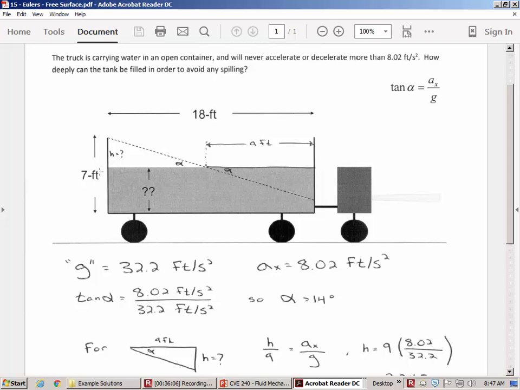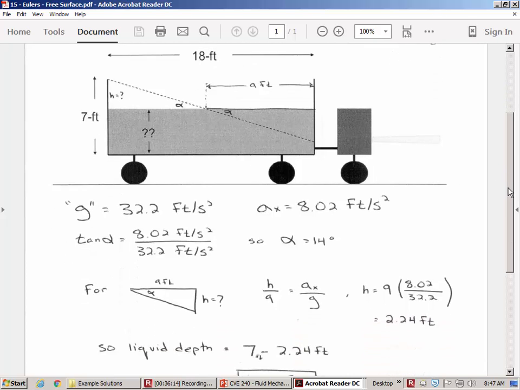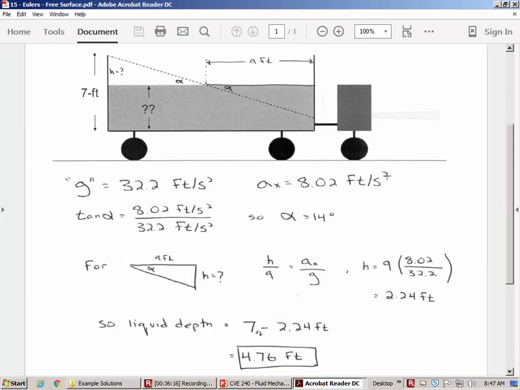So it tells you how high above the water surface it's going to be going up when the truck is accelerating. So then once you found that height, it would tell you the allowable liquid depth would be 4.76, because if it was any more full than that, if there was more water, then when it accelerates, as it starts to slant, it would go out of the truck.